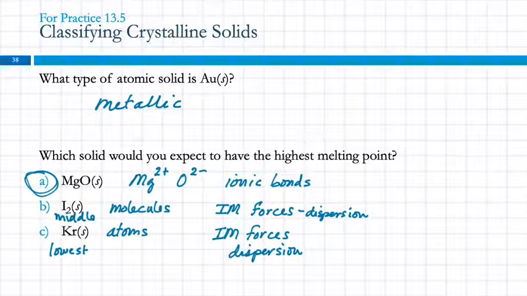Because those two are elements, we can also figure that out just by looking at the states on the periodic table. What state is xenon or krypton at room temperature? It's a gas. What state is iodine at room temperature? It's a solid, right? So it has a higher melting point. Any questions?